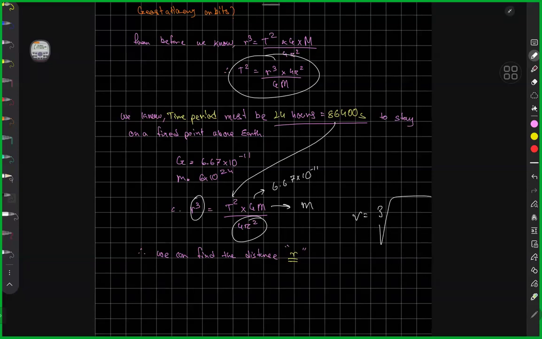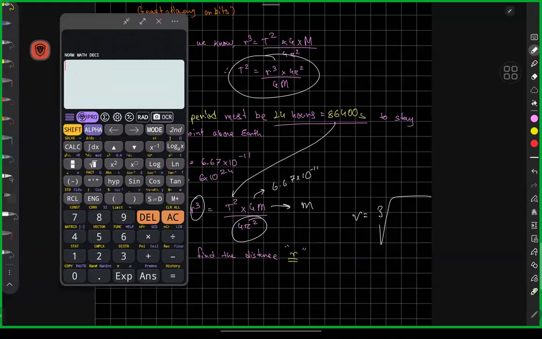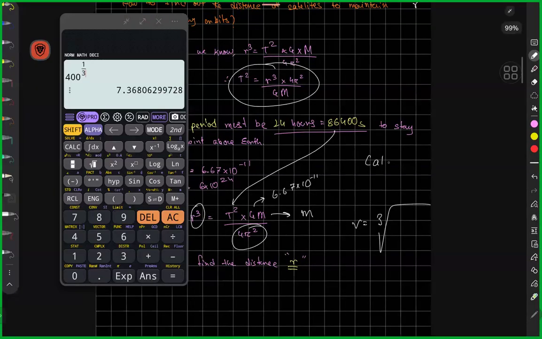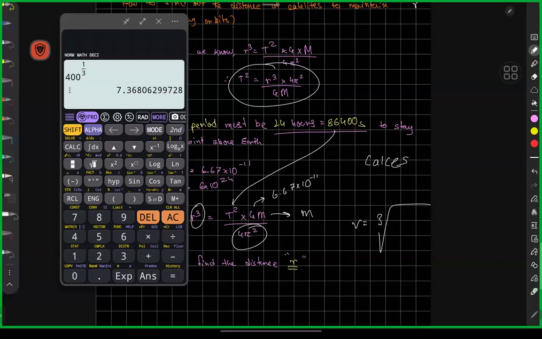Do you know how to take a cube root? Shift and square root should pop up the cube root. The other way is, let's say I want to take the cube root of 400, so raise it to the power 1 by 3. This will also give you the cube root. If some of you are wondering what this calculator is, it's a scientific calculator, I always use this. I literally don't have a calculator around me. It's convenient. Anyway, this is how you can find it.